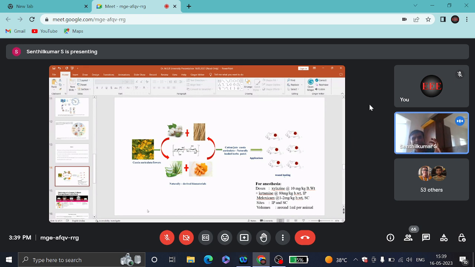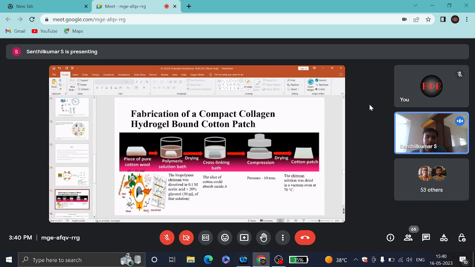Finally we prepared the herbal bandage, and then tested its efficiency using different mice. During usage, we used anesthesia to produce the wounds, and then applied our bandage to that particular wound. Then finally we identified how much wound healing happened. Now I will tell about the hydrogel bound cotton bandage formation. First, pieces of pure cotton wool.